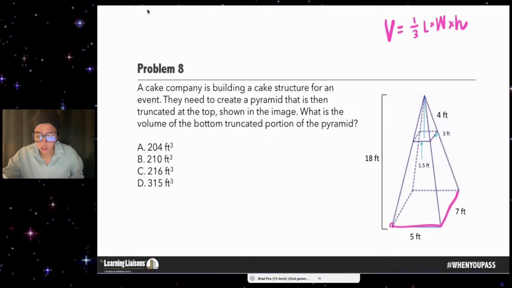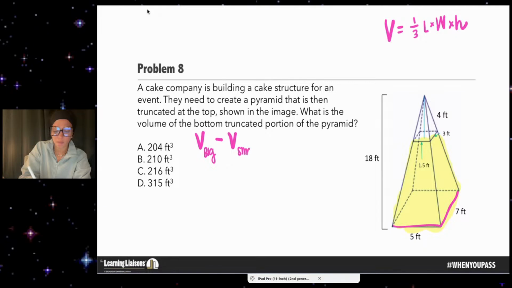It is not your slant height, which is one of the errors that most people make. And we only want the volume of this part down here. So what am I going to do? I'm going to find the volume of the big pyramid, and then I'm going to subtract the volume of the small pyramid, and that will give me the yellow highlighted portion.